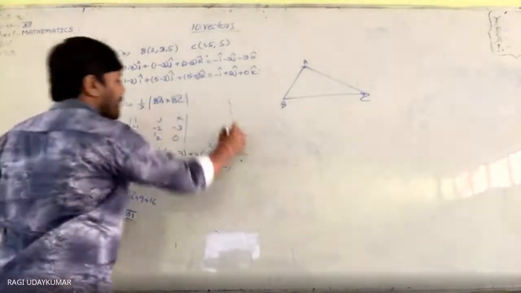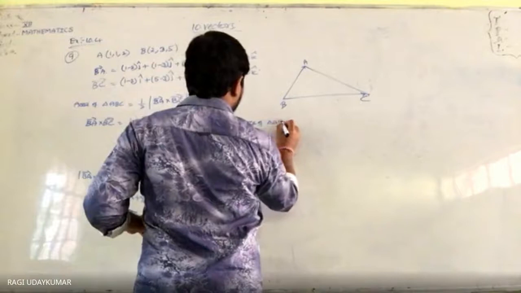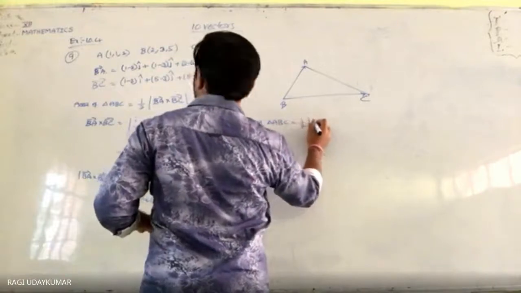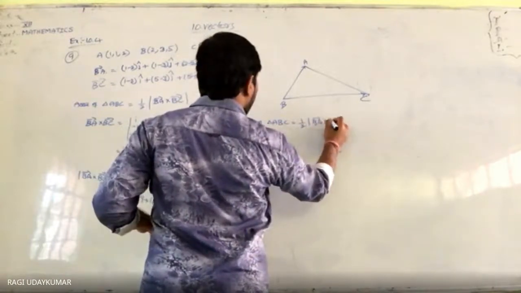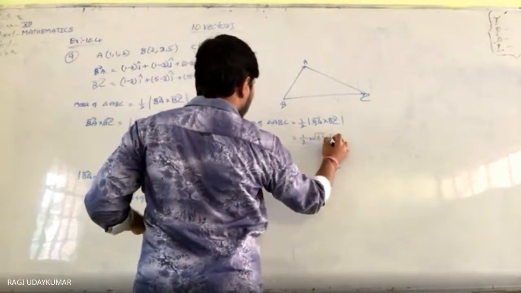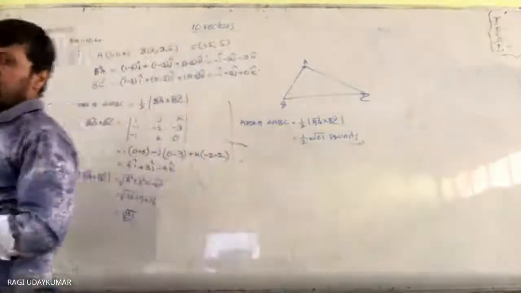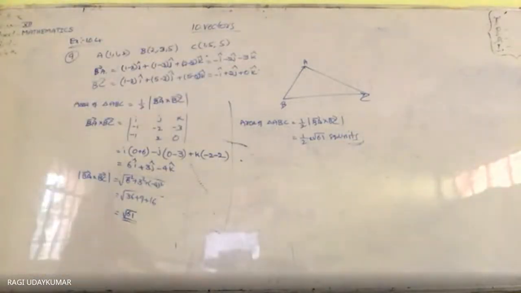So area of the triangle ABC is equals to half into magnitude of BA cross BC. So which is equals to half into under root of 61 square units. This is a way to find out the area of the triangle. समझ में आया? Okay?